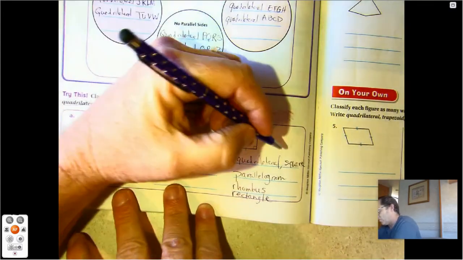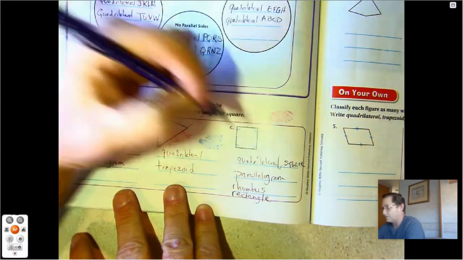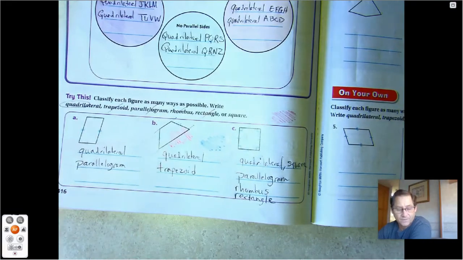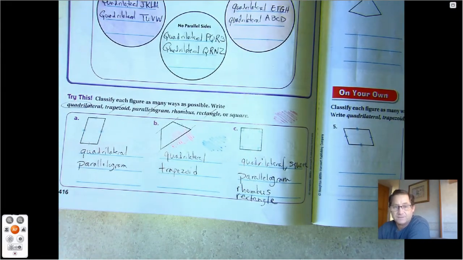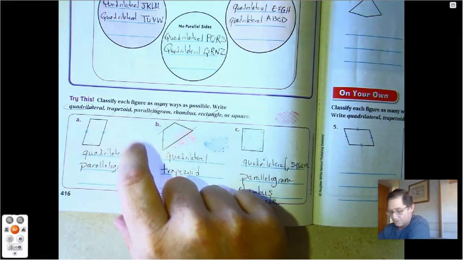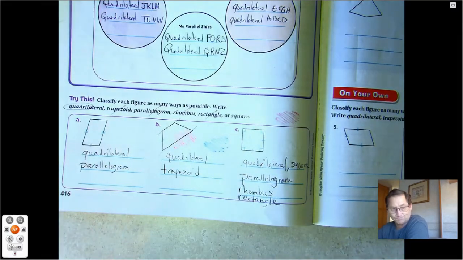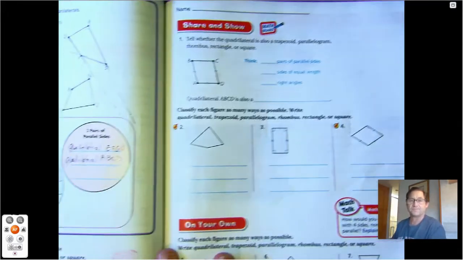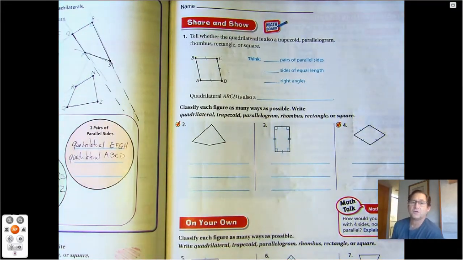A square has to have four right angles and all sides equal. So the only thing the square was not was the trapezoid. Okay, the shape B is a quadrilateral and a trapezoid, and A is a quadrilateral and a parallelogram. All right, let's continue. Tell whether the quadrilateral is also a trapezoid, parallelogram, rhombus, rectangle, or square.